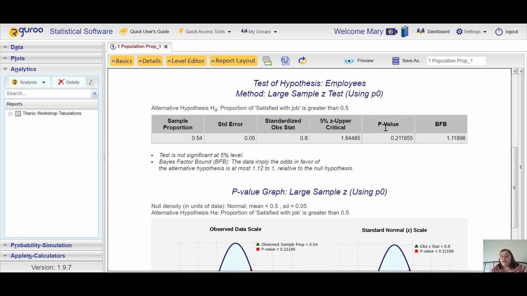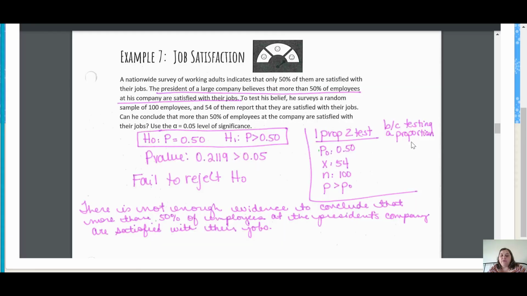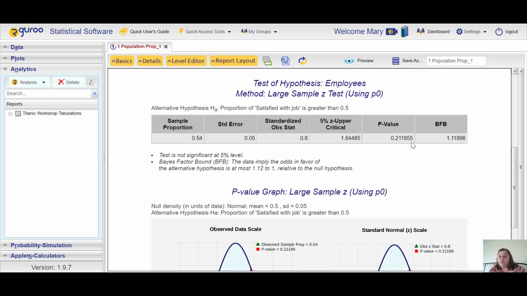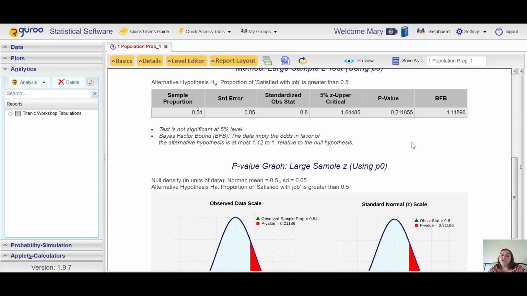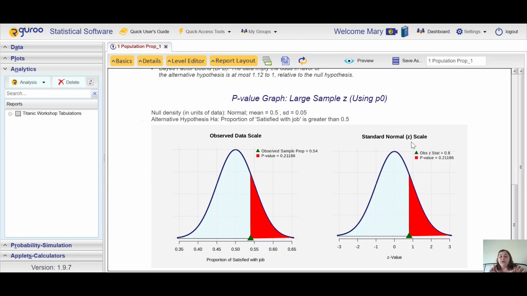So if you look at the p-value, you see it's 0.211855. If you look back over here, we got 0.2119. That would round to 0.2119. And so that is a larger probability. That p-value is not less than 0.05. It's much greater. You can see, and you can even see it, like, look at the shading.